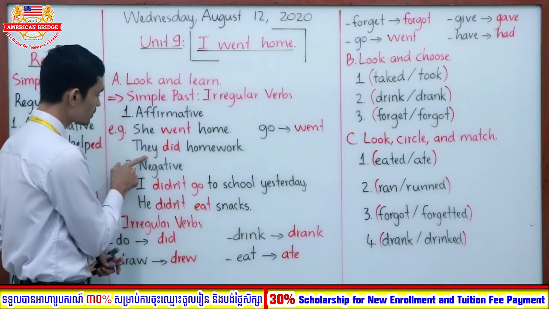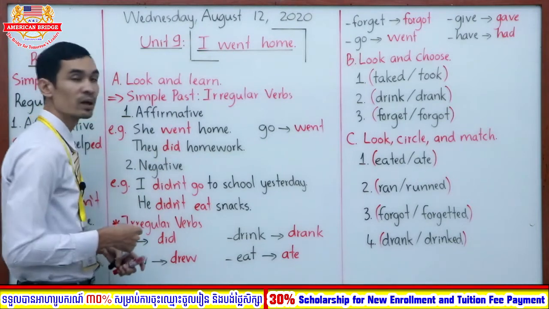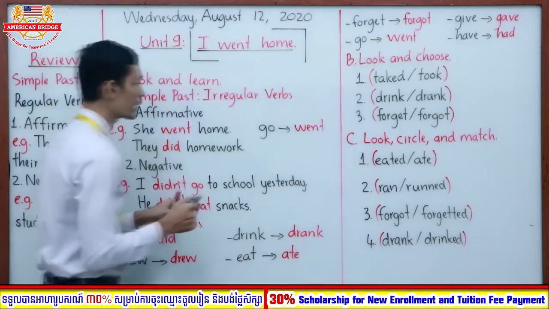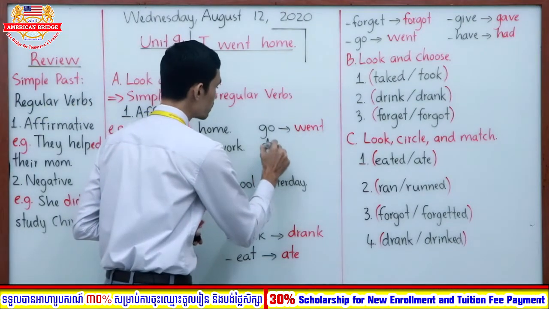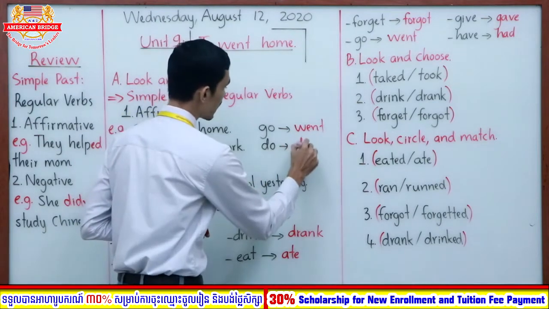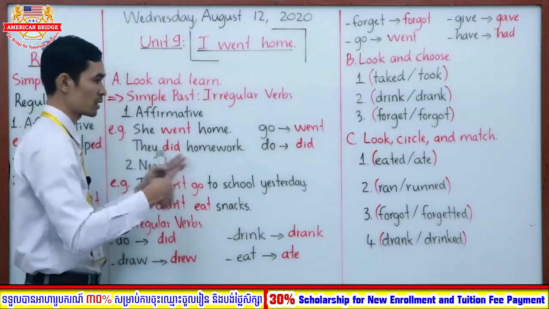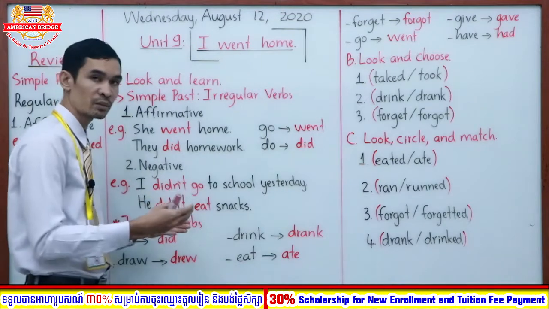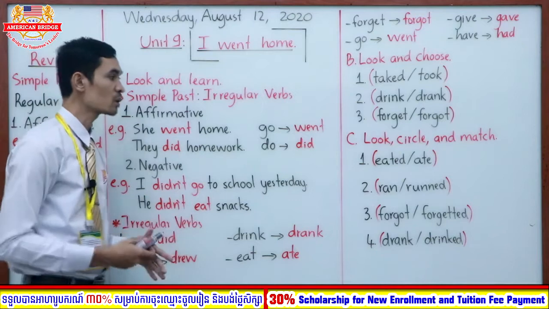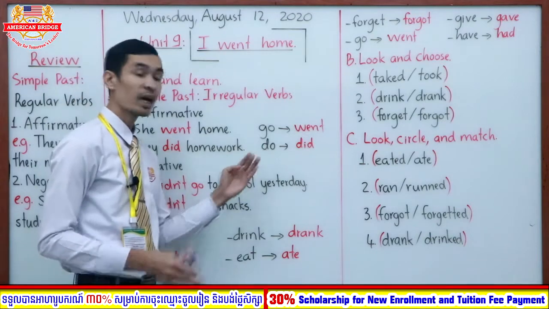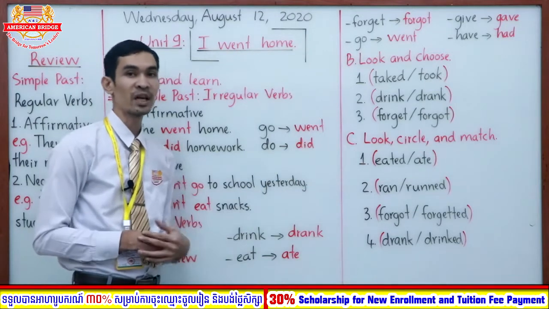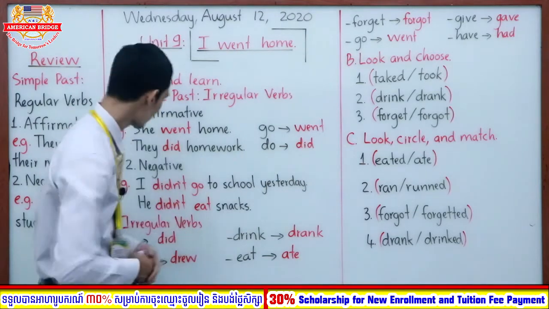One more example. They did homework. Did here comes from the verb do. Very good. So do changes to did. You change to another word, right? The meaning is also different, because when you use it in present, you translate one meaning. When you use it in past, you have another meaning in the past, right?